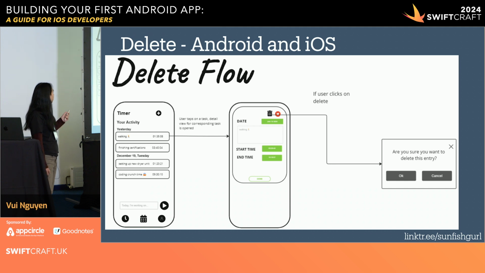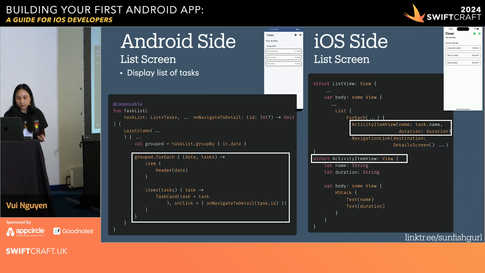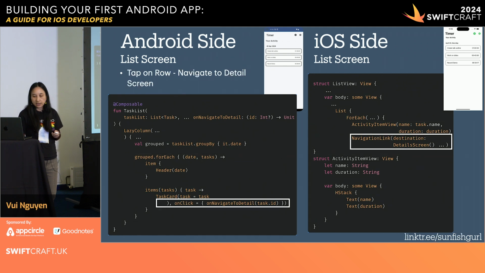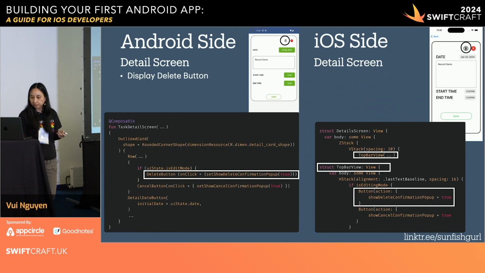And here I'm going to focus on what happens when the user taps on the trash can to delete. So we do the same thing as we did before with displaying the list of tasks. And once again, when we tap on a row in the list screen, that navigates us to the detail screen. And so I'm going to mostly focus on the delete button, as I said, and what happens when you delete a task.